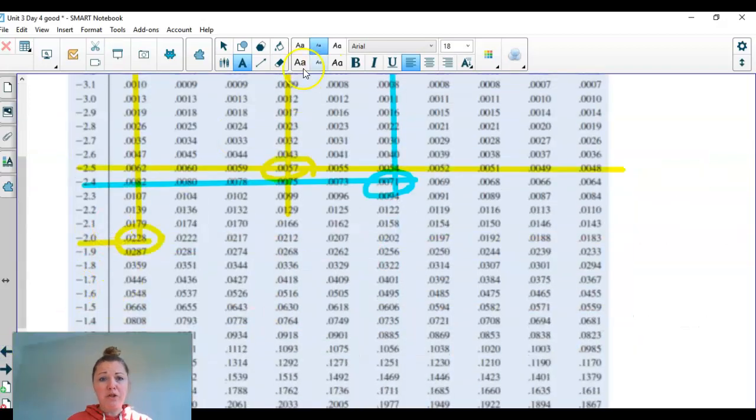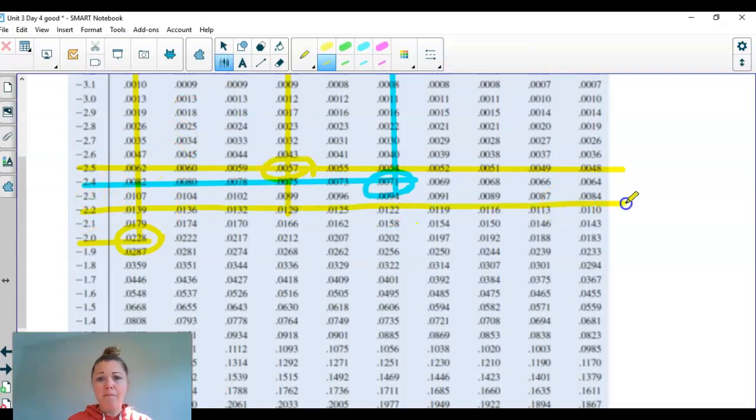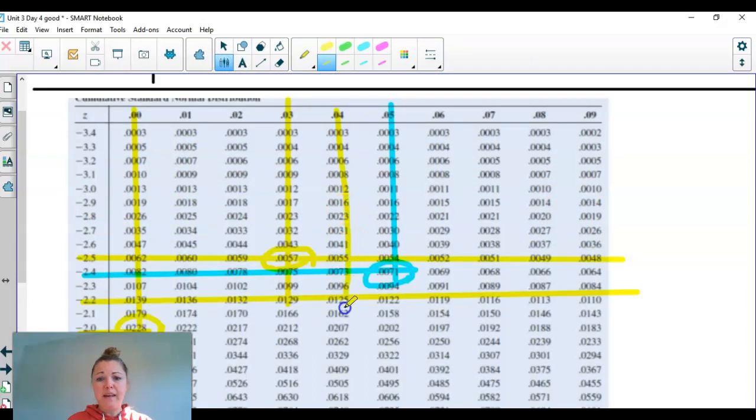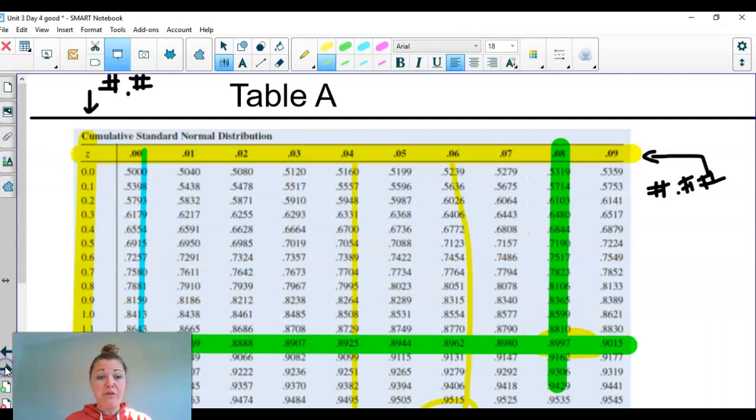Negative 2.2 is right here. 4 is right here. And I get 0.0125.